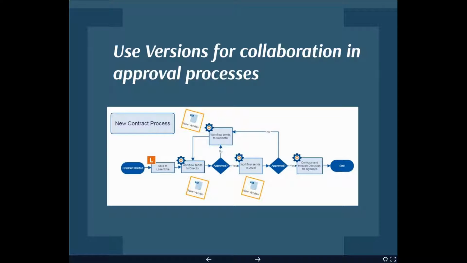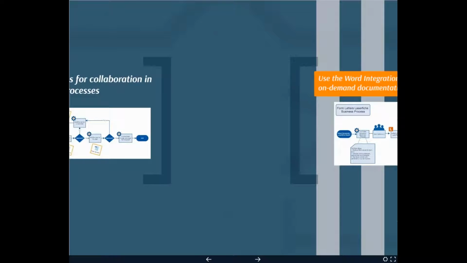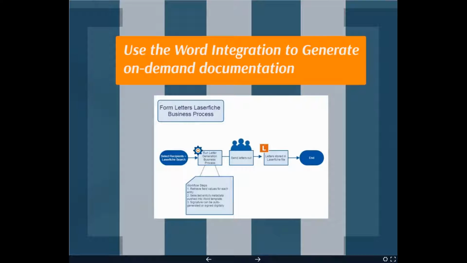Alright, the next one is using the Word integration to generate documents that are available on demand. This is the letter mail merge feature. So for example, in this diagram, we want to create form letters in Laserfiche using a business process. For those of you who aren't your organization's designated workflow administrator, business processes are workflows that you can run on demand with either a toolbar button or a right-click menu.